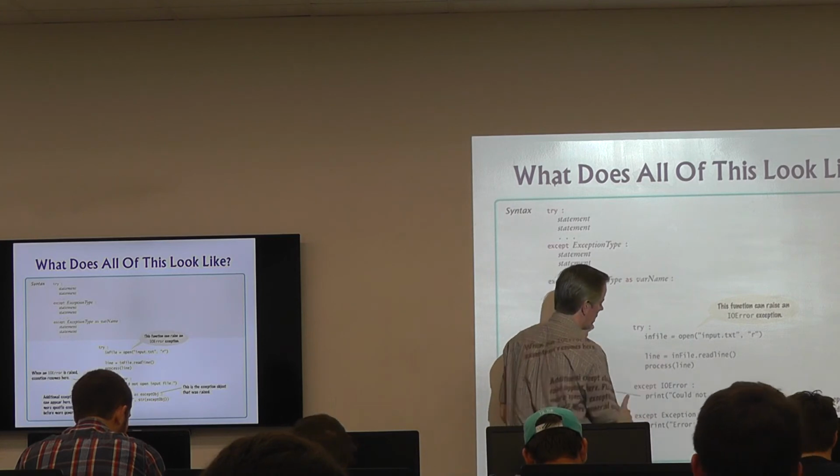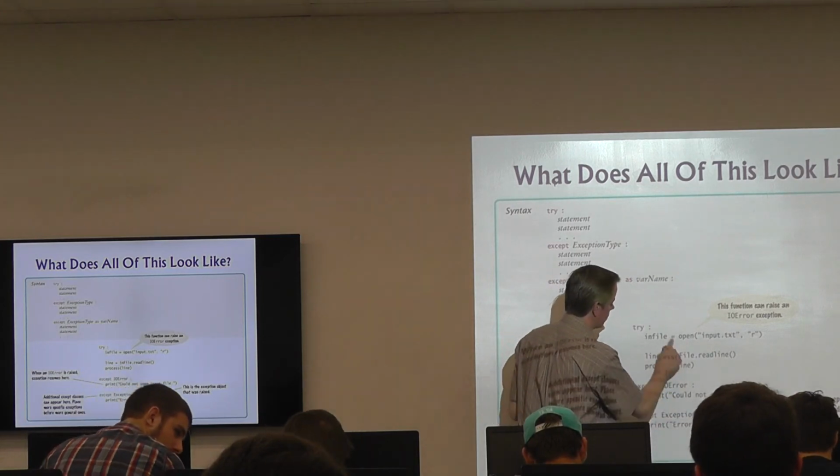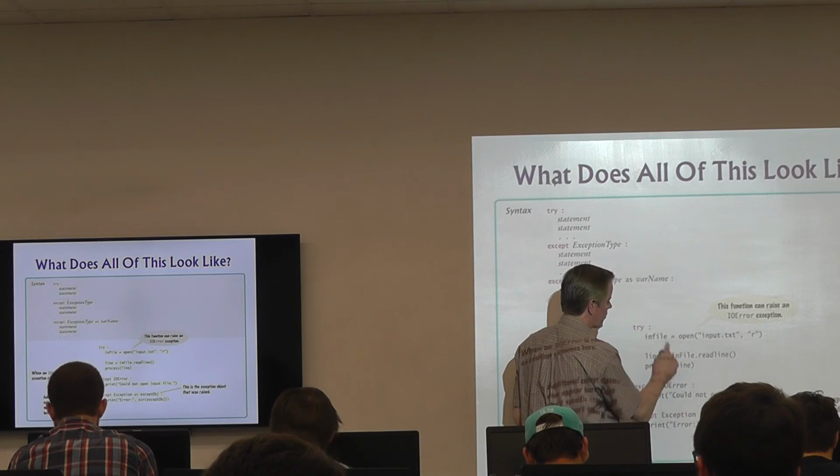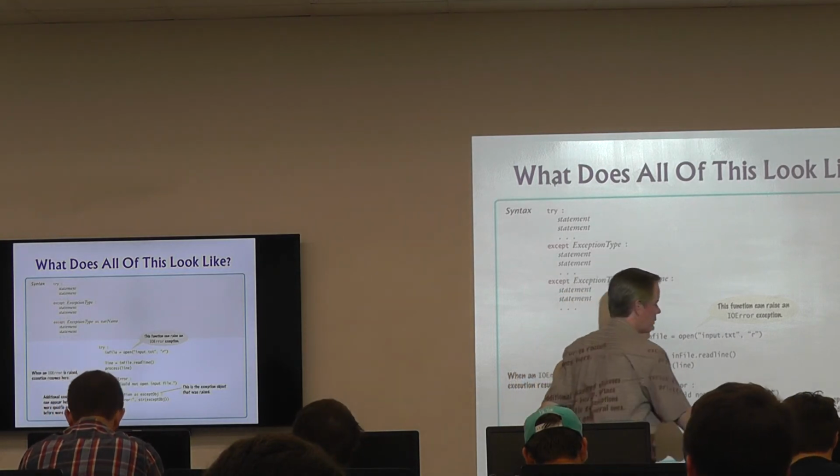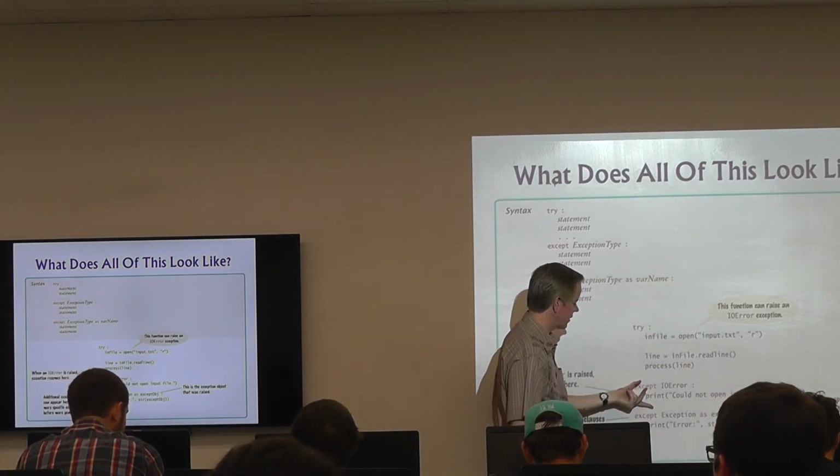So if the input file has a problem, we have an except statement here, IOError. Remember, that's the one that gets raised if you have problems opening a file. And you could not open input file. Cool, so that's it. That's all that gets printed.